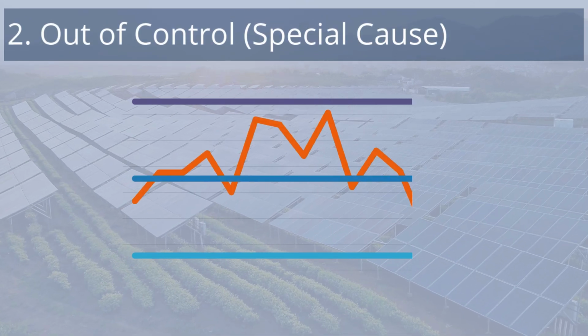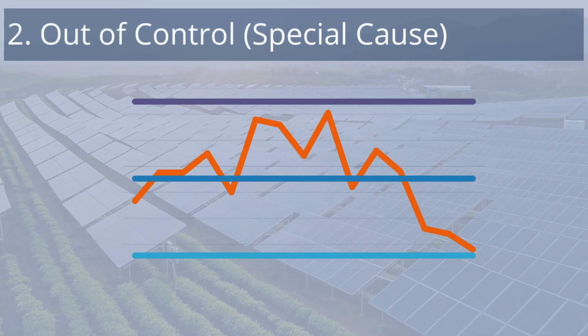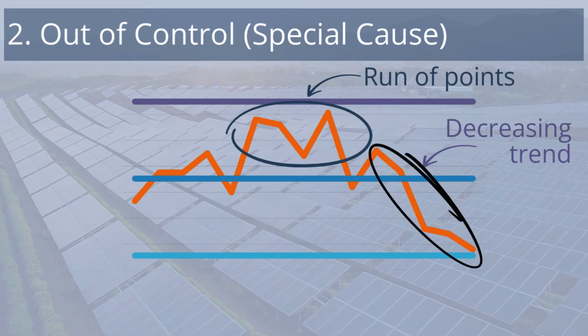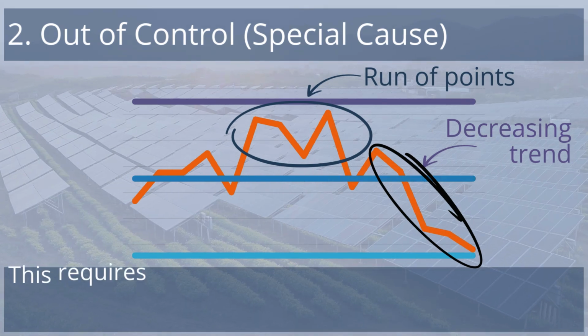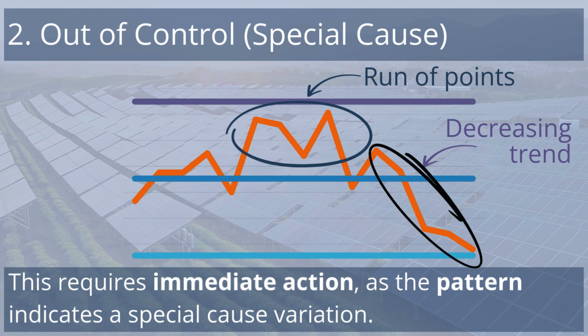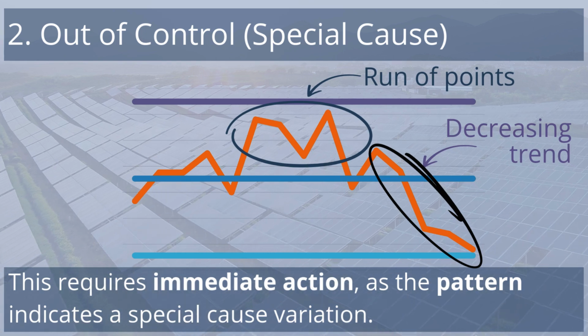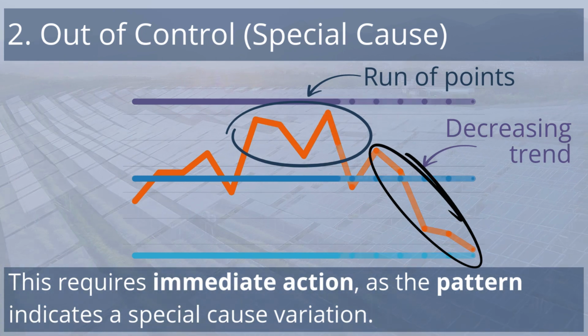Second, the process is operating within the control limits but shows a specific pattern, such as a run of points on one side of the center line or an increasing or decreasing trend. This requires immediate action, as the pattern indicates that a special cause is affecting the process, even though no points have crossed the control limits.